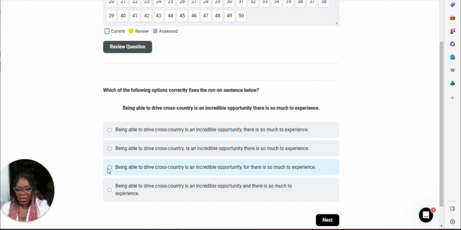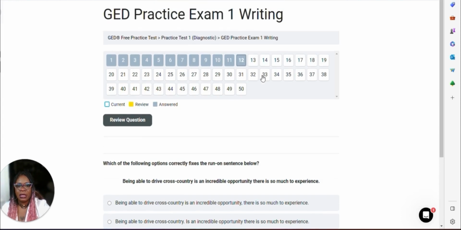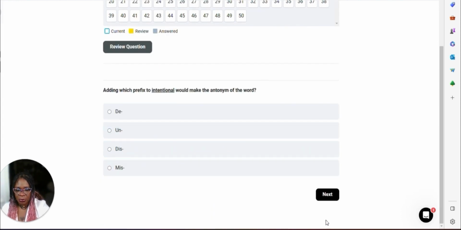The answer for this one is going to be the third choice down, which is: being able to drive cross-country is an incredible opportunity, for there is so much to experience. The reason why this sentence is correct is because this not only is the only one that fixes this run-on sentence, but sometimes you've got to add a couple words just to make the run-on sentence flow. You know what I mean? So adding for there is so much to experience makes this run-on sentence flow more congruently, right? So we're gonna pick that one and move on to the next question.